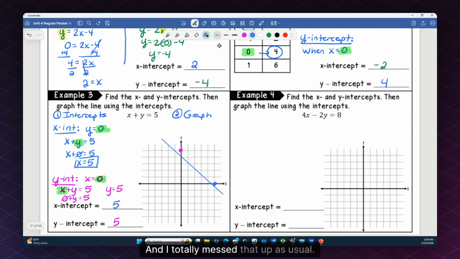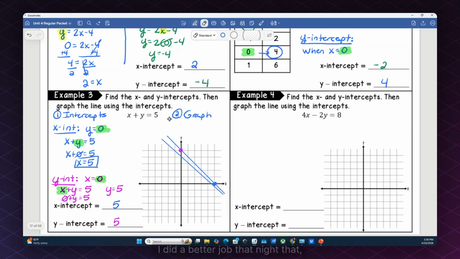I totally messed that up as usual. Let's see if we can draw it again a little bit better. Oh yeah, that was way better. Here, let's try to, yeah, there we go. Okay, so there is my line. Put some little arrows on the end. It goes to infinity. Okay, let's look at the next one.